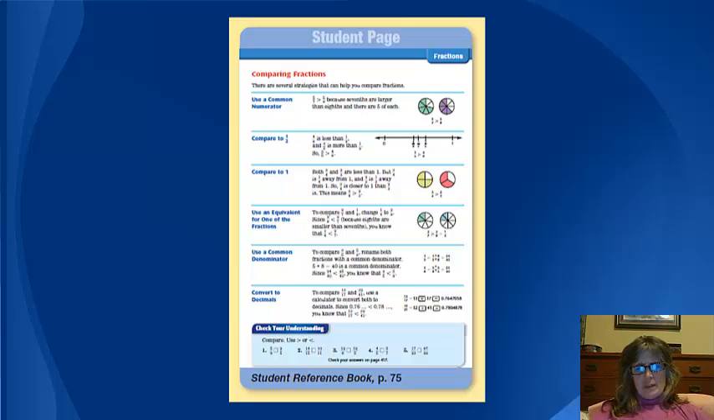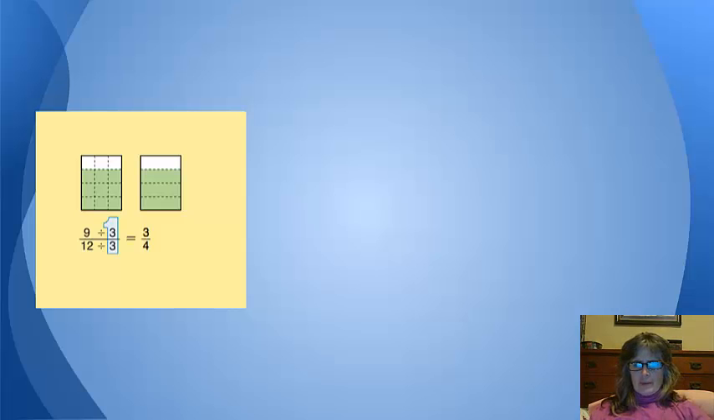And then convert to decimals is one that a lot of people like because it's easy to do with a calculator. But in a lot of the pages that you end up doing, they have that little no calculator sign, so that's not one you can use a lot. So anyway, you can refer back to this. This is a really good list. And so remember, Student Reference Book 75.